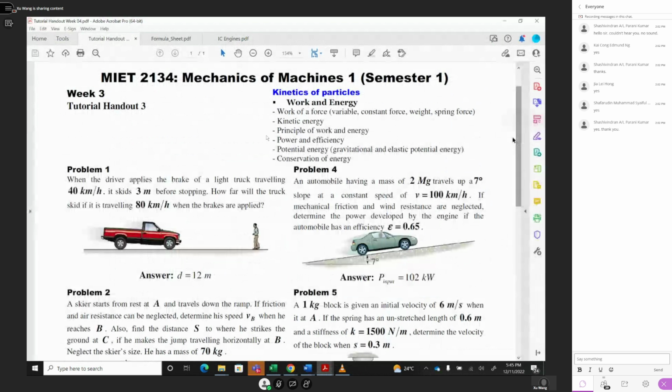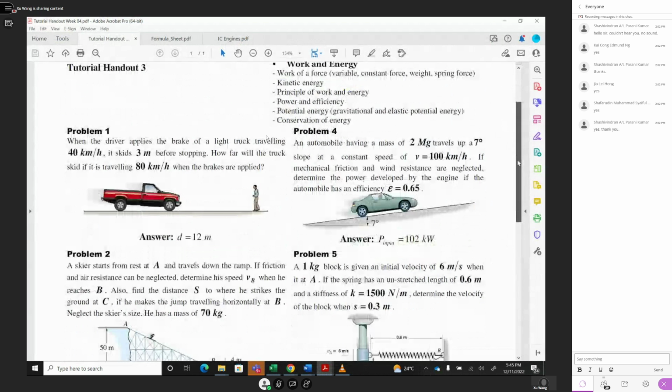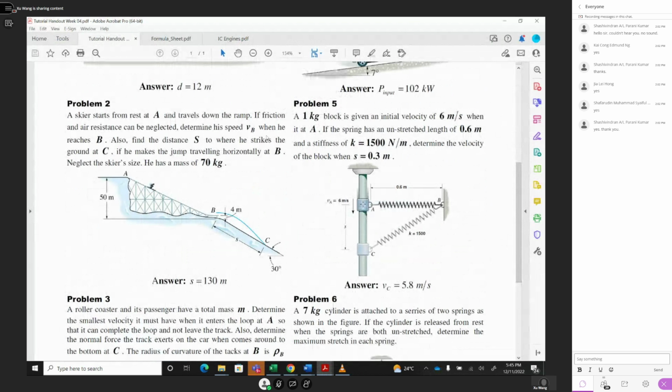The next question will be question 5. There's a 1 kilogram block. It's given an initial velocity of 6 meters per second at position A. The spring has an unstretched length of 0.6 meters at this position, and a stiffness of 1,500 newtons per meter. Determine the velocity of the block when it moves down 0.3 meters at C.